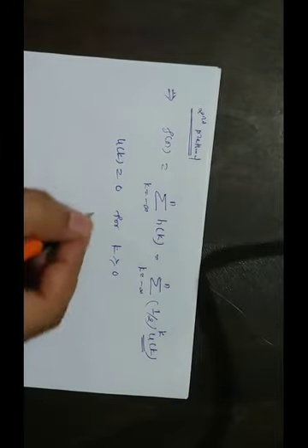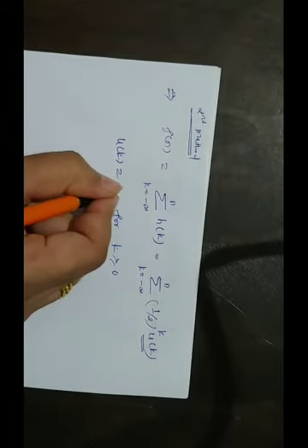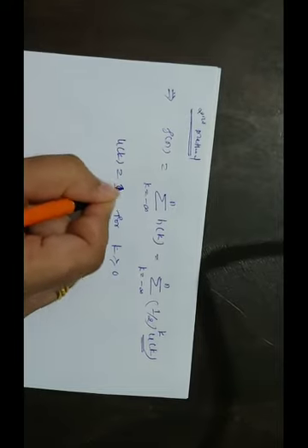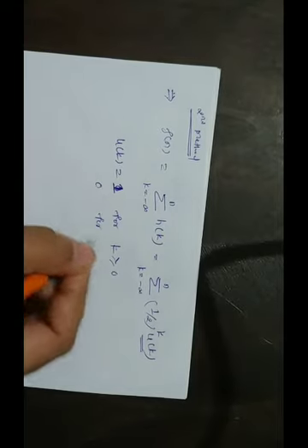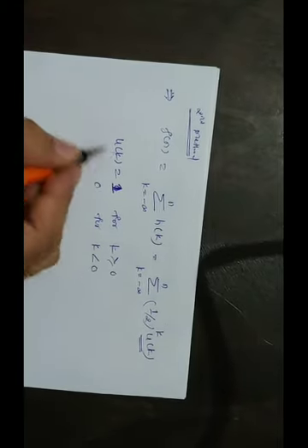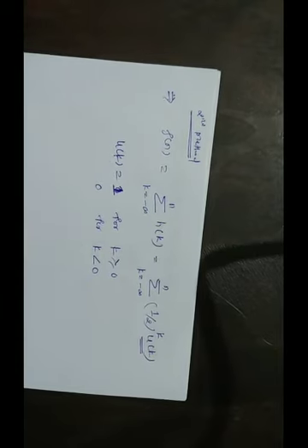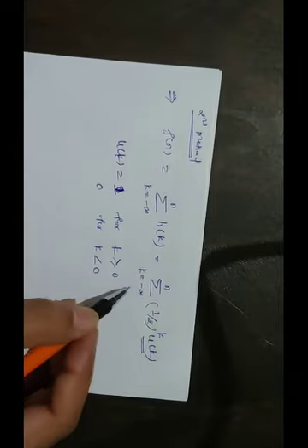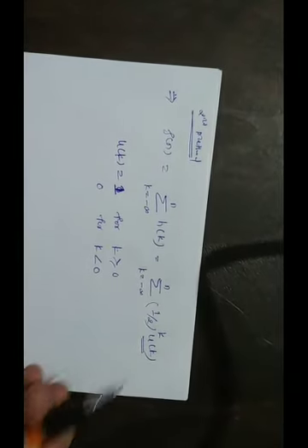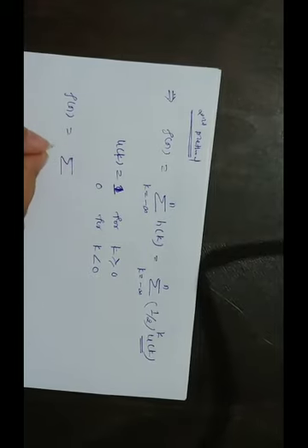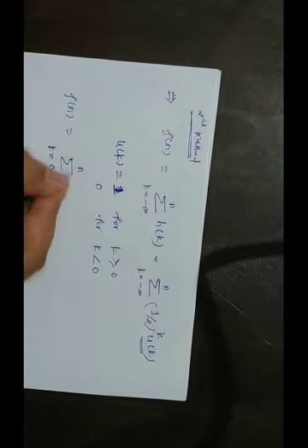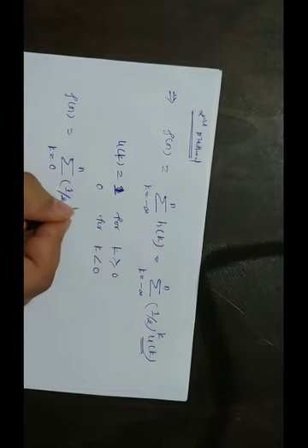u of k equals 1 for k greater than or equal to 0, and it is 0 for k less than 0, because it is a unit step function. Hence k should be greater than or equal to 0, which means my range has to start from 0 to n. So the formula in that range reduces to summation of k equal to 0 to n of 1 by 2, bracket raised to k.